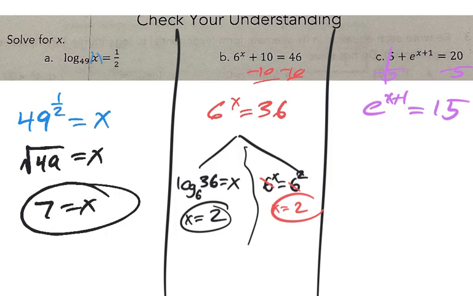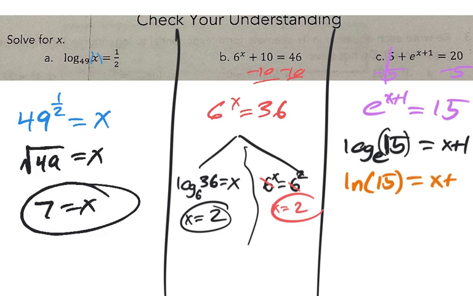What would I do from here? My variable is stuck in an exponent. How can I get it out of the exponent? I could rewrite it into logarithmic form. This becomes log base e of 15 equals x plus 1. What's another way I can write log base e? Natural log, ln. The natural log of 15 equals x plus 1.